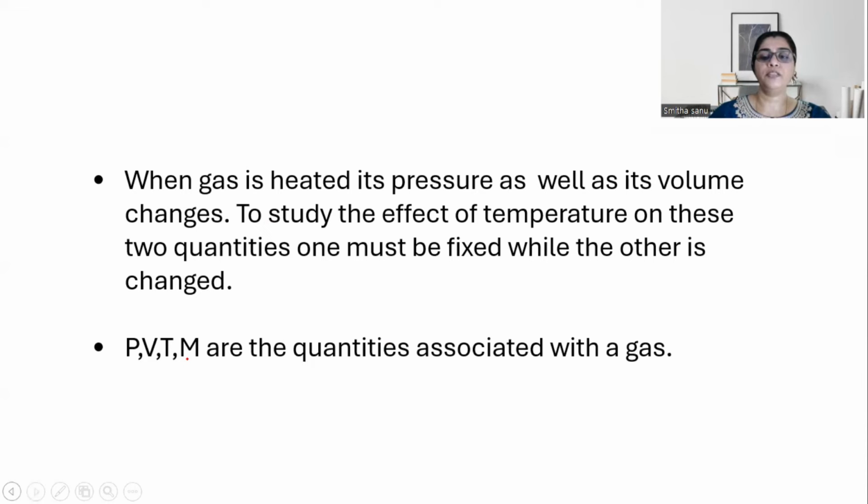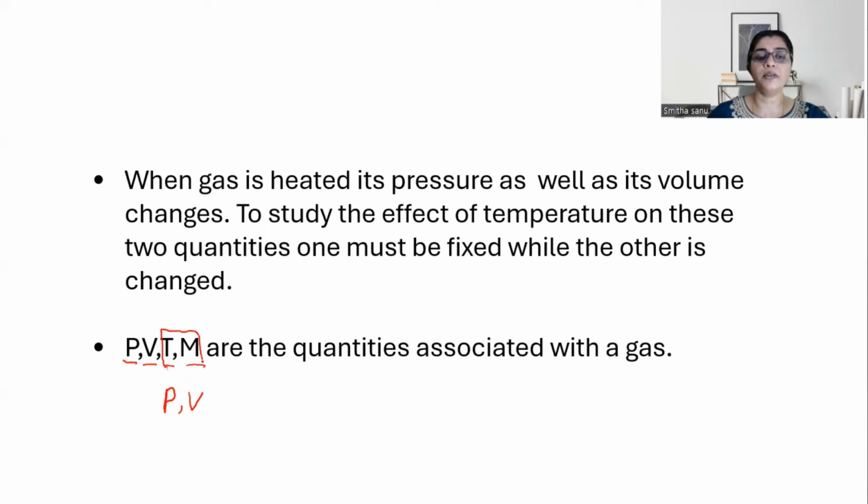Now, when we investigate any gas, we have four parameters that we need to investigate: pressure, volume, temperature, and mass. At a time, we investigate change in one quantity. How does it affect the other quantity? So one is a dependent variable, one is the independent variable, and the other two are control variables.